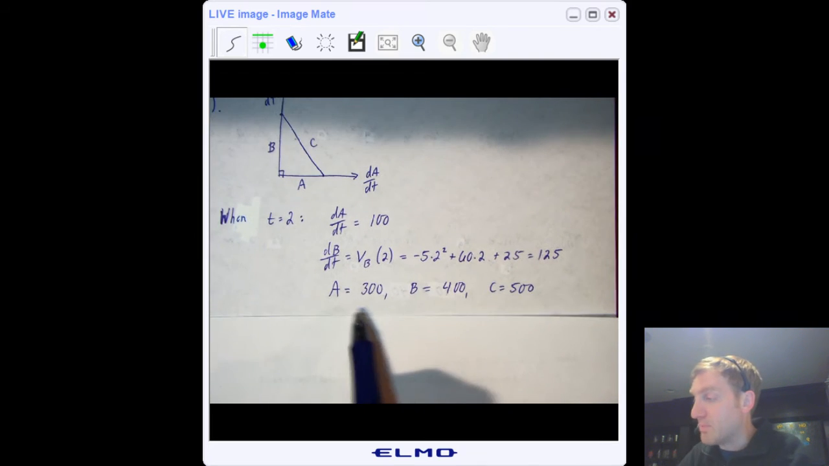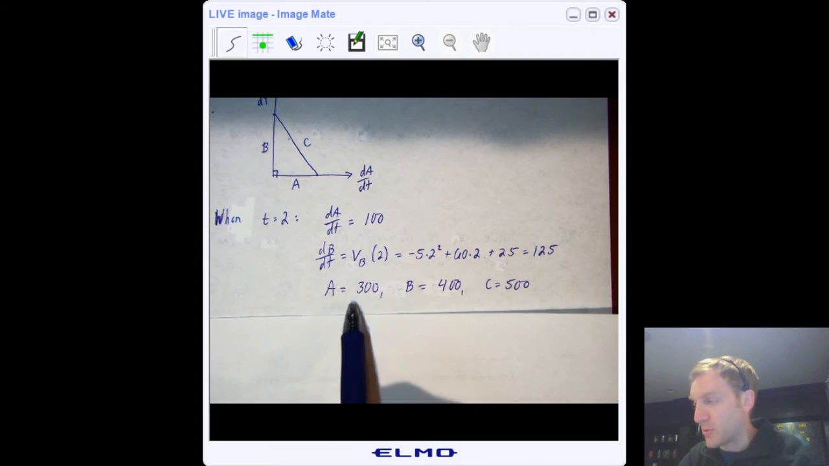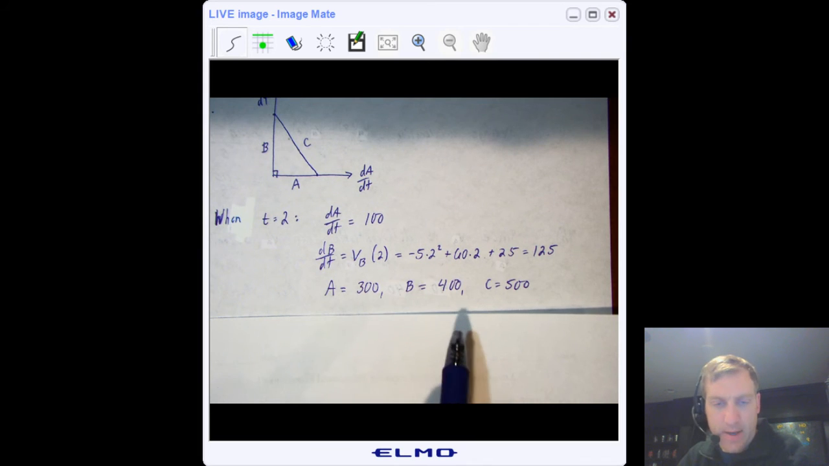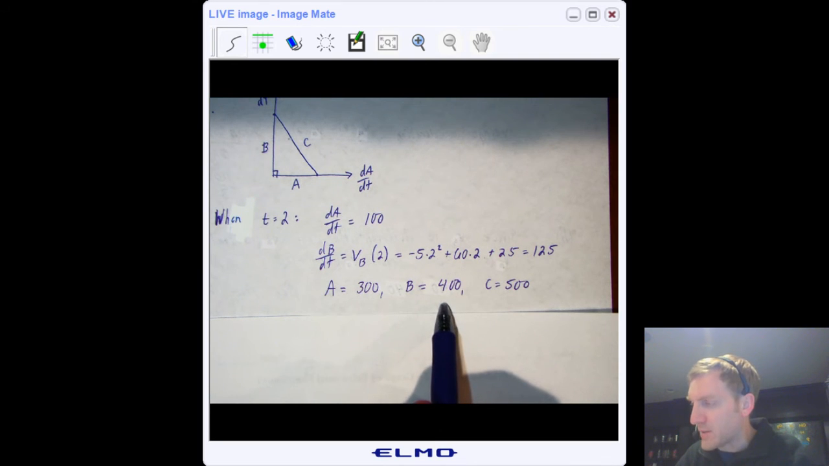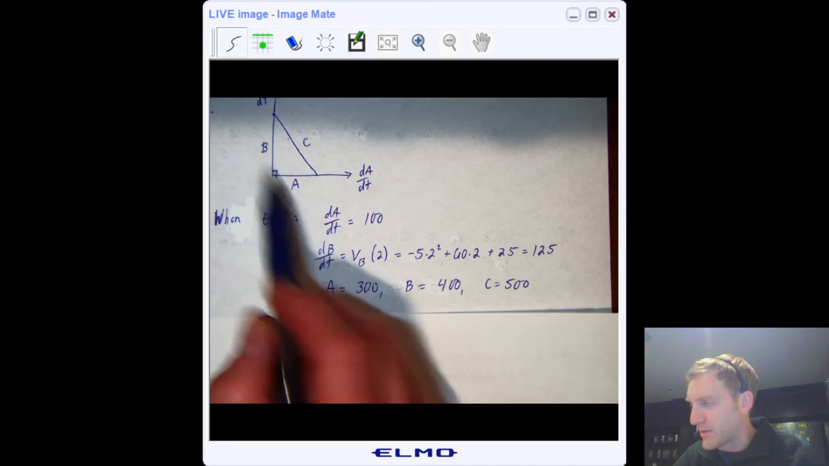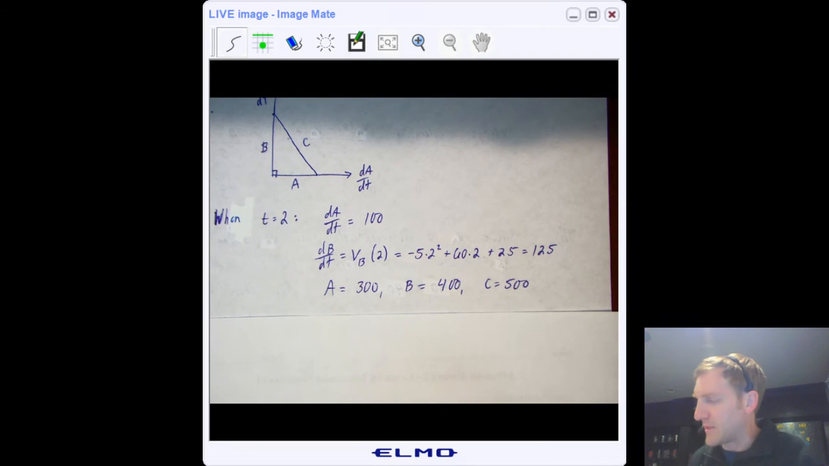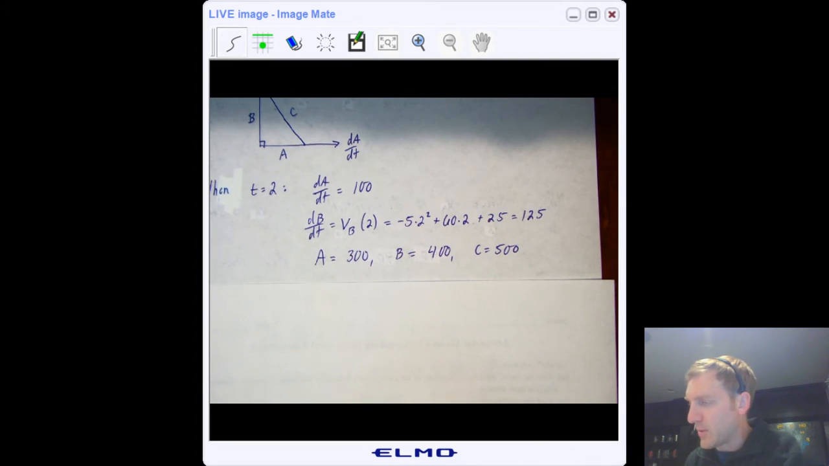And we know at this moment, after 2 hours, train A has gone 300 meters. Is it meters? Yes, it's meters. Train B has gone 400 meters, and you can use the Pythagorean theorem. That's a 3, 4, 5 triangle, so the hypotenuse is 500 meters. So that's what we know.